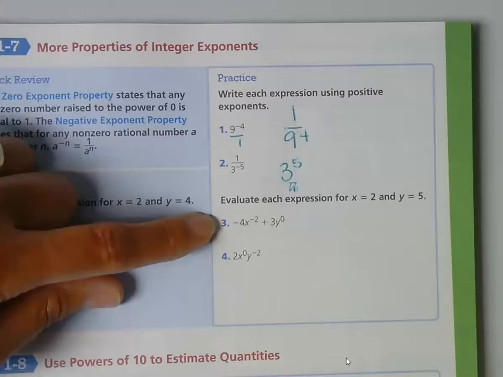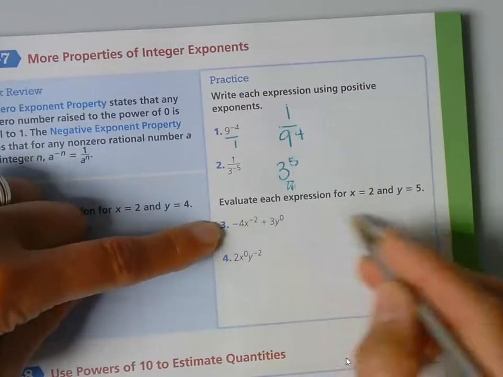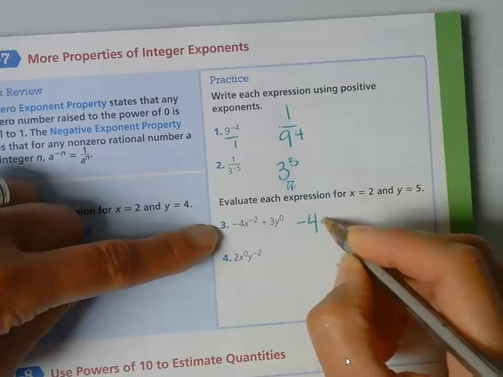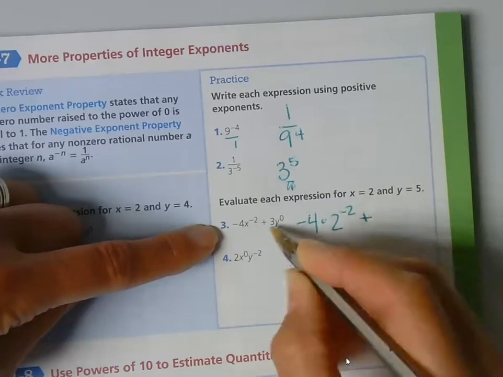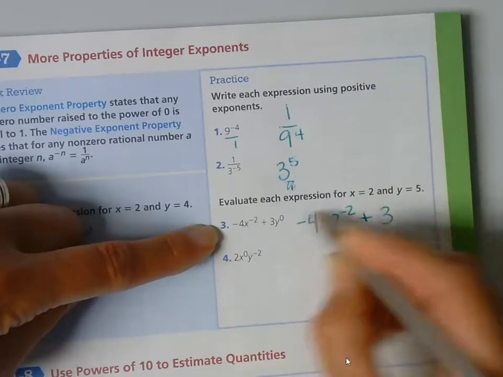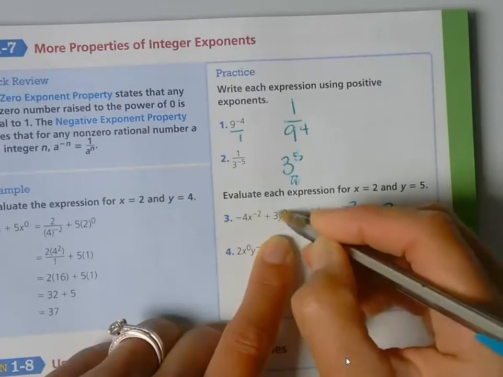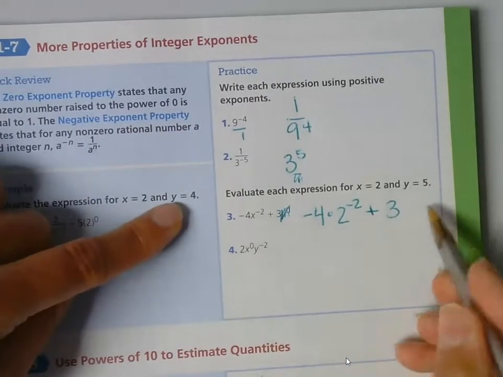For the next one, we need to substitute the values for x and y in the equation first, so we're going to rewrite it. So I have negative 4, x is 2, so I'm going to say times 2 to the negative 2. And then it's plus 3, and then y to the 0. Anything to the 0 power is 1, so really I don't even need that, because 3 times 1 is 3, so I'm just going to write it like this.